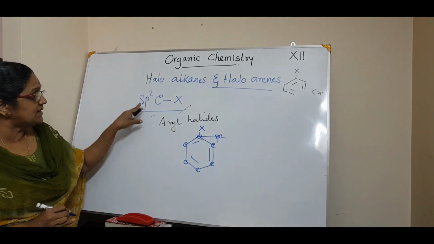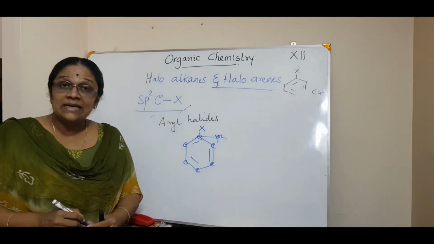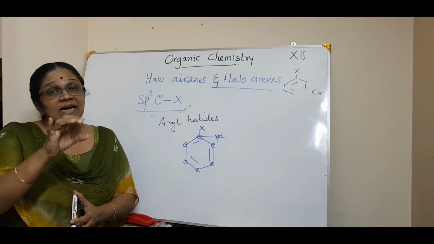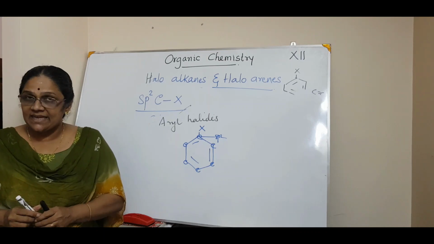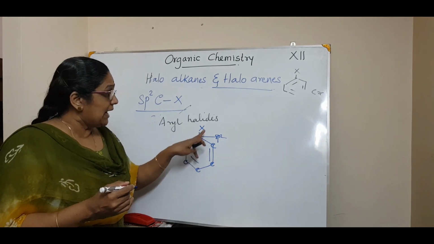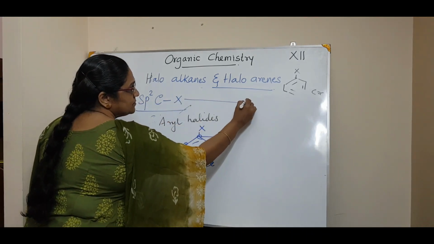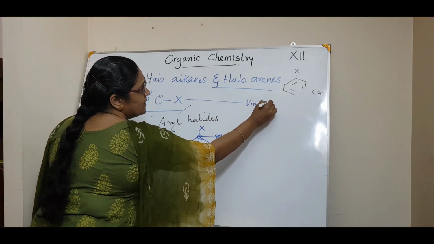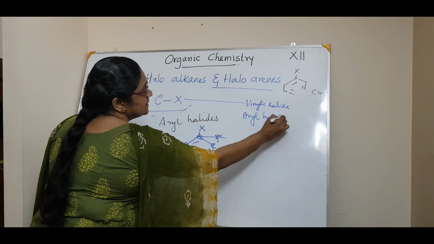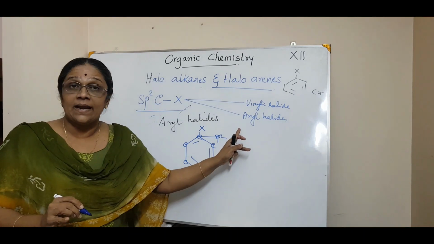So there are only two types in this case, that is in the sp2 carbon-halogen bond. One is vinylic halide. What is vinylic halide? That is where the halogen atom is directly attached to a carbon atom containing a double bond. And the second is aryl halide. Aryl means simply benzene ring. In the benzene ring, a halogen atom is directly attached to the ring. So there are two types: vinylic halide and aryl halides. Two types in sp2 C-X, that is vinylic halides and aryl halides.